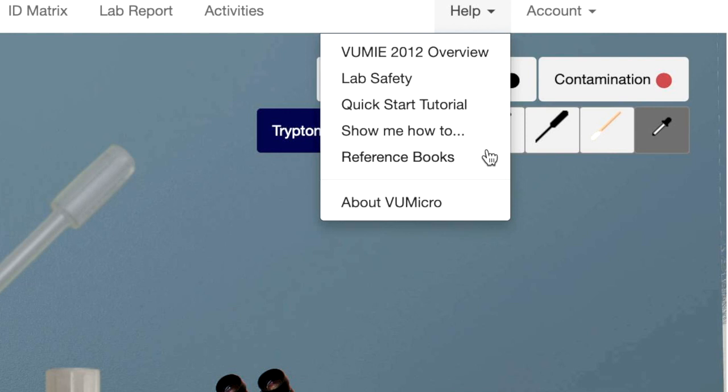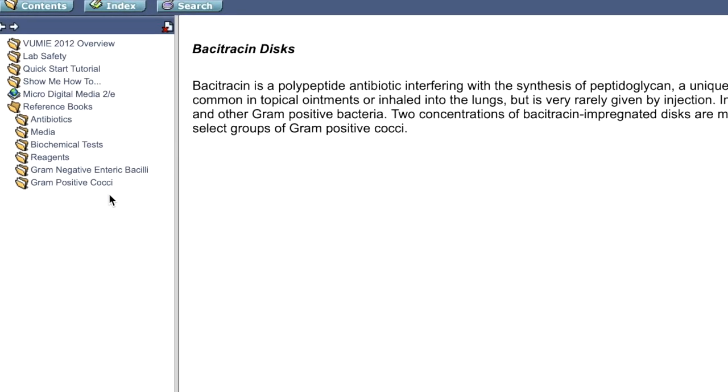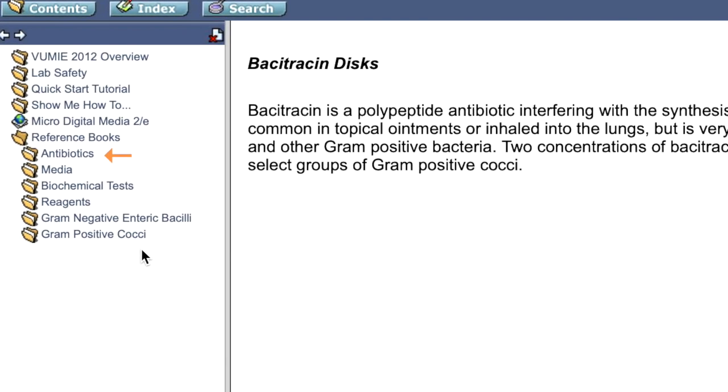This is followed by the VU Micro Library, which holds books of information about antibiotics, biochemical tests you will do in the lab, media used for doing those tests, reagents and stains for testing and microscopy, and descriptions of all 124 microbes used in the VU Micro online lab.